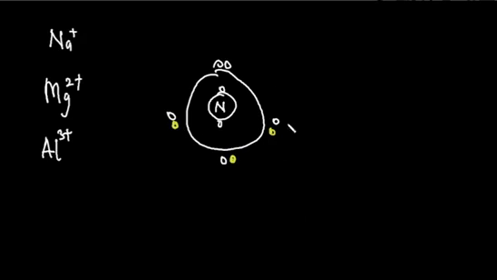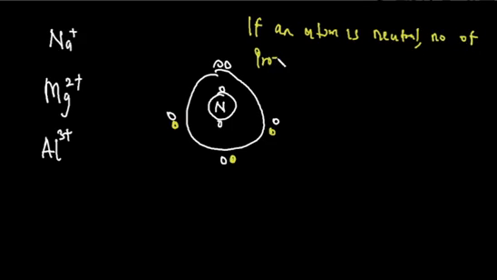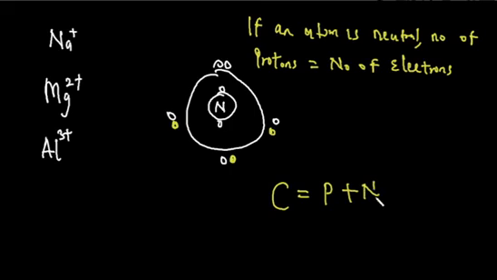Now, let's find out the current charge of this thing. I mentioned before, if you have not taken note of this, take note of this. If an atom is neutral, number of protons equals number of electrons. Please put this down. If an atom is neutral, number of protons equals number of electrons. Now, the other thing you are going to put down is that if you are asked to find the charge, charge is simply equals proton plus neutron.